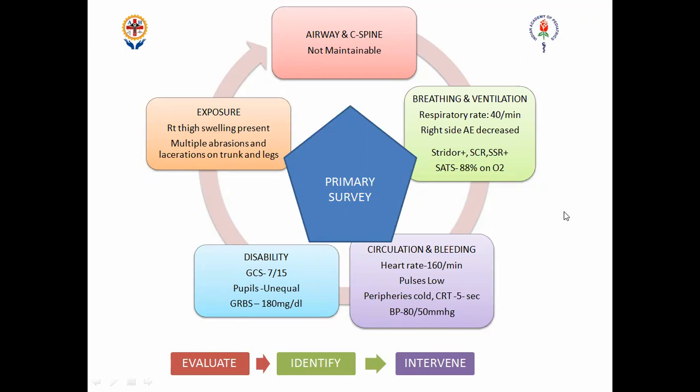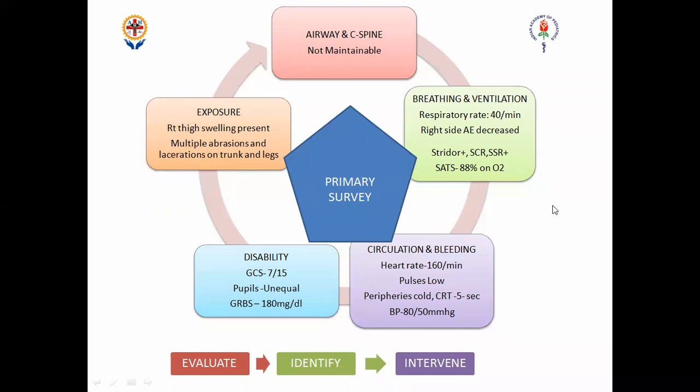Can we intubate a child with neck collar? No. So how to stabilize? One person should manually stabilize the cervical spine, sir, so that the other person can intubate. Good.